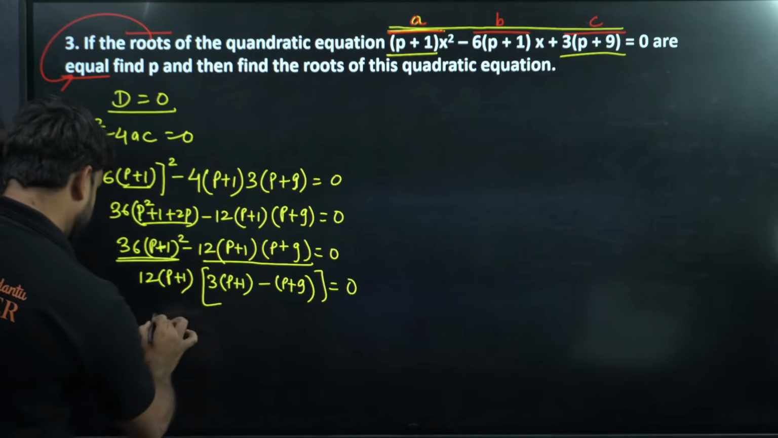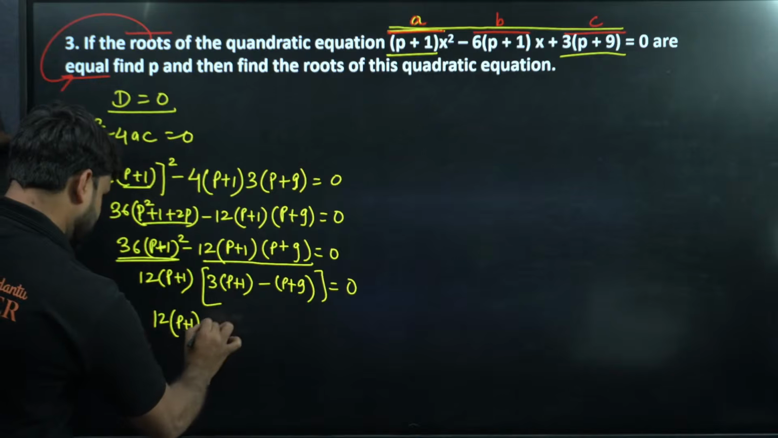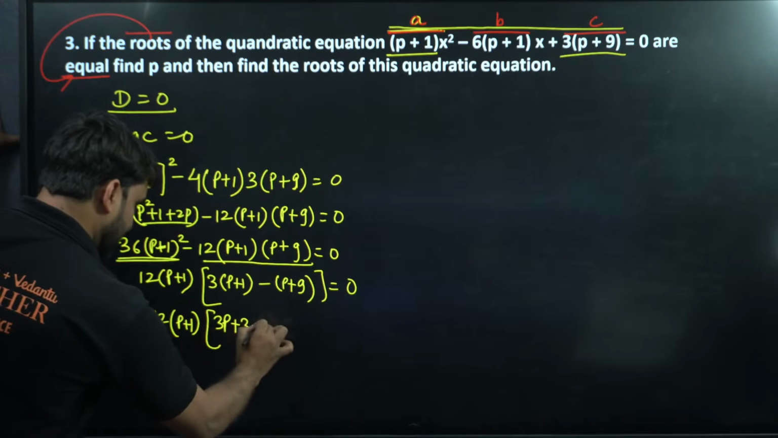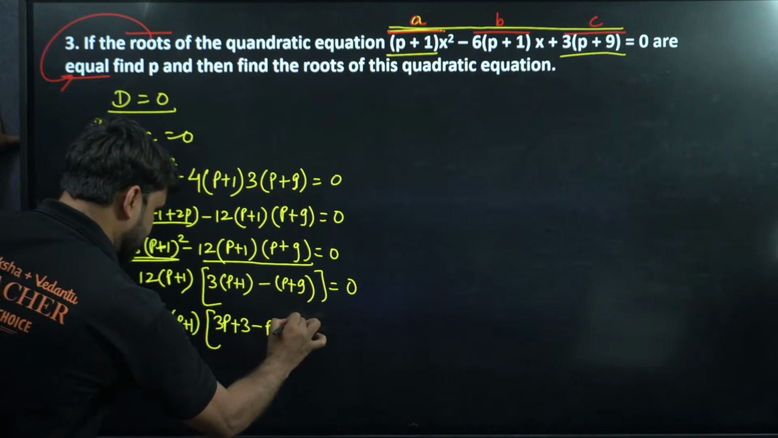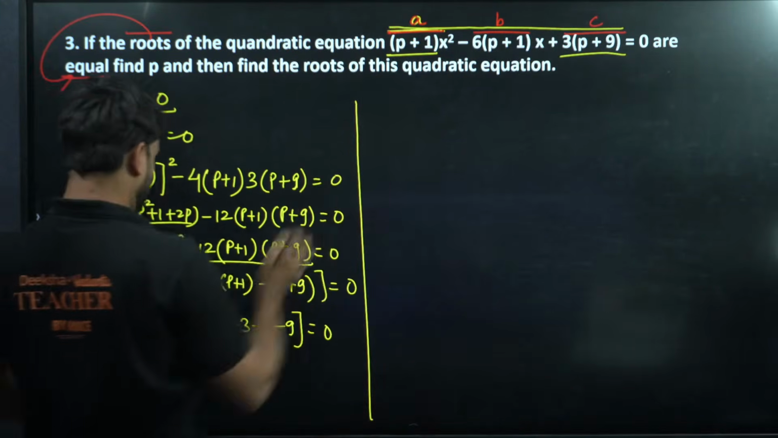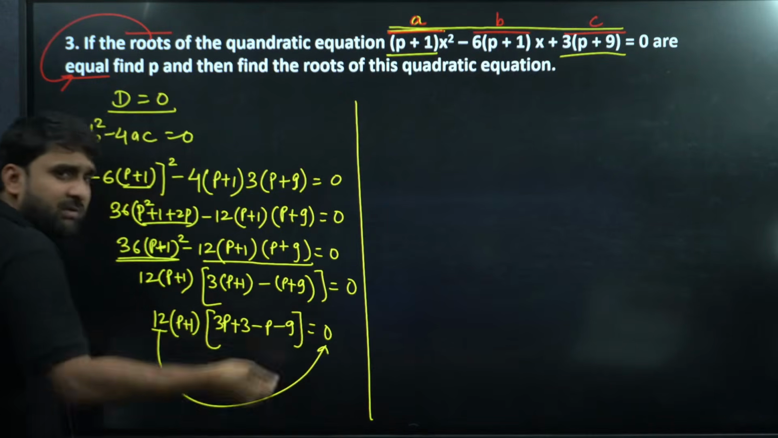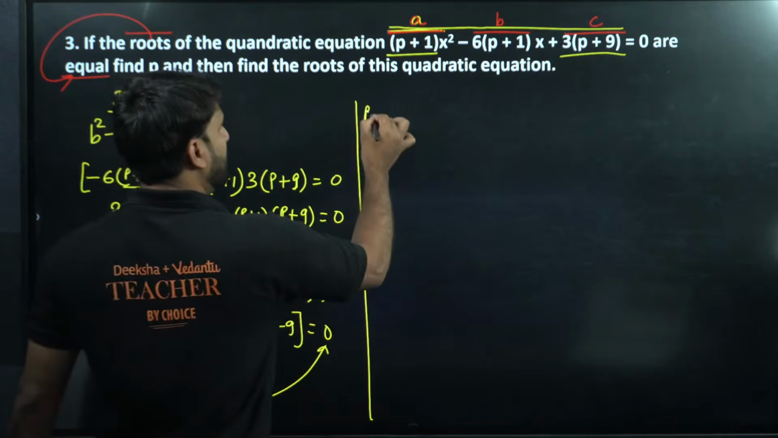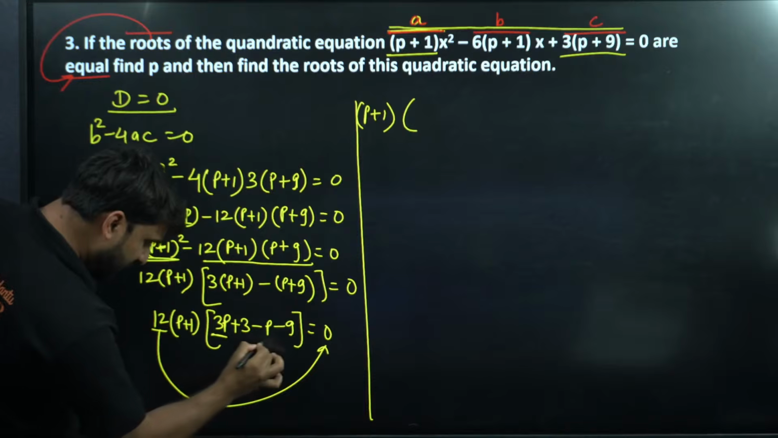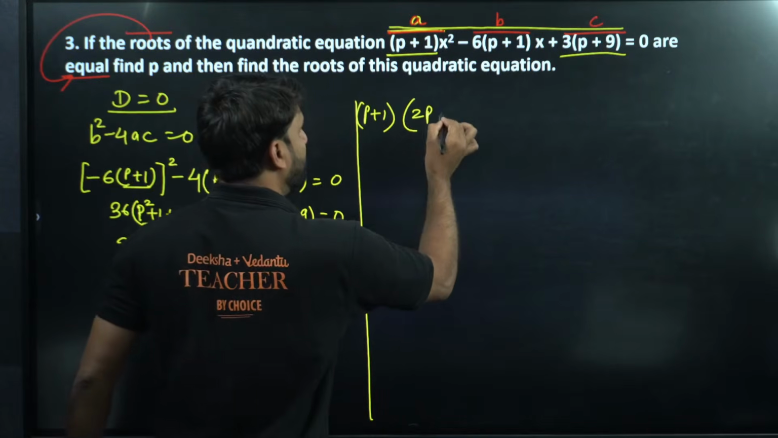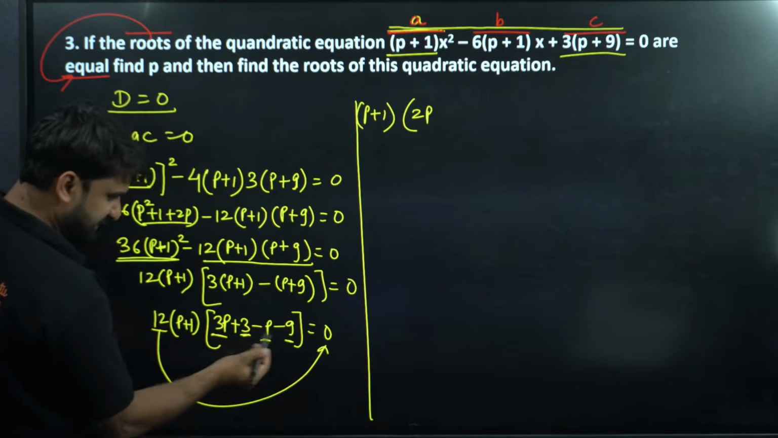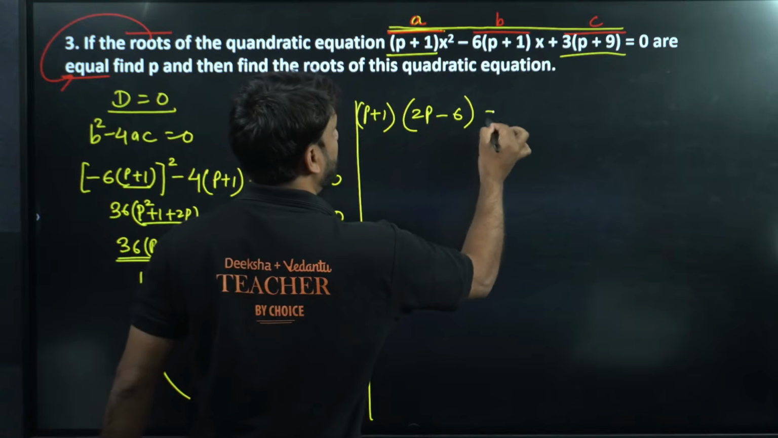Now solve this. So this is 12 P plus 1 and kindly open the bracket here. So 3P plus 3, and here is minus P and here is minus 9 is equal to 0. On solving this, what we are getting here? 12 will go there and 0 divided by 12 will be 0. So we can directly write only P plus 1 and here what we are getting? 3P minus P will be 2P and this is plus 3 and this is minus 9. So this is plus 3 minus 9 will be minus 6 is equal to 0.